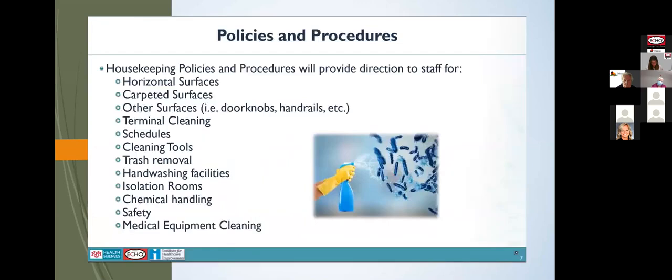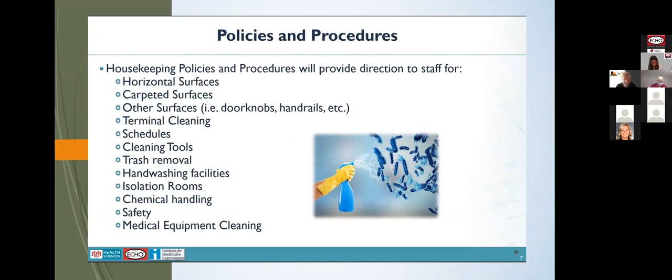As Sue said, policies and procedures are essential in order to give staff good direction. It is important that we provide solid education on our housekeeping policies and procedures that are specifically related to cleaning and disinfection. Our housekeeping policies and procedures should provide direction to staff for the horizontal surfaces that are within the room and in your organization, looking at carpeted surfaces as well, and other surfaces such as doorknobs, handrails, light switches, and other cleaning areas and those surfaces.